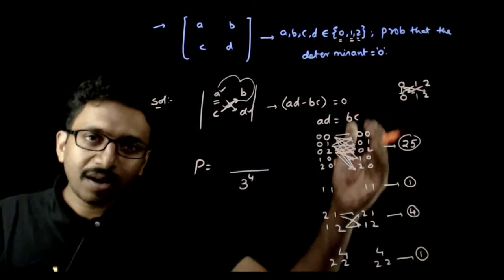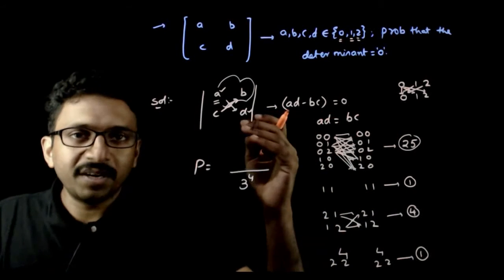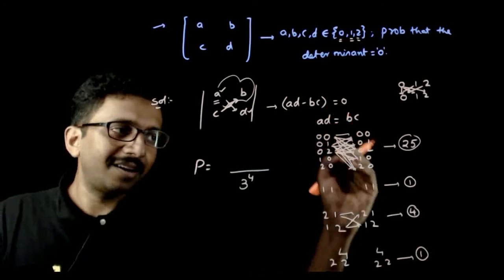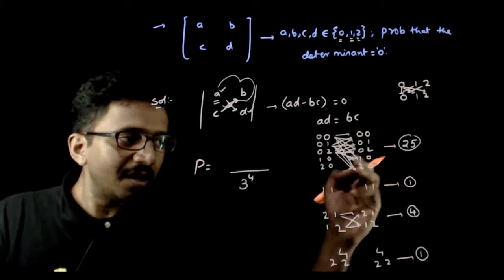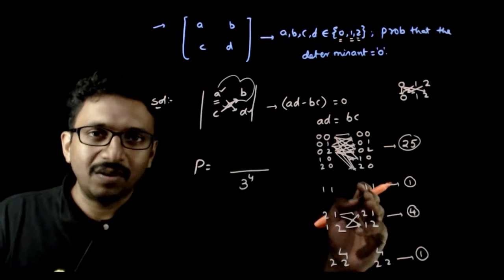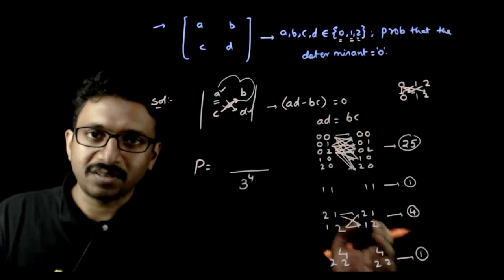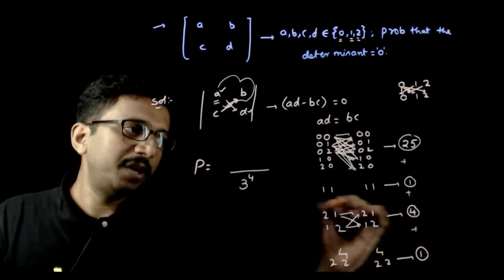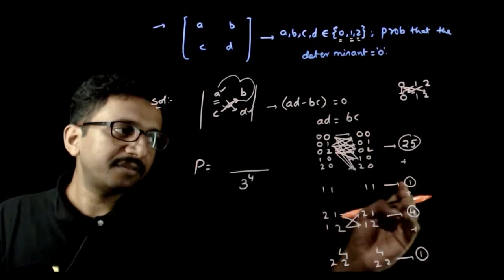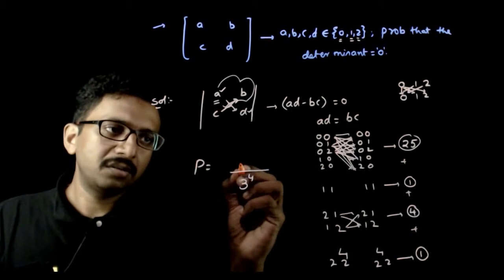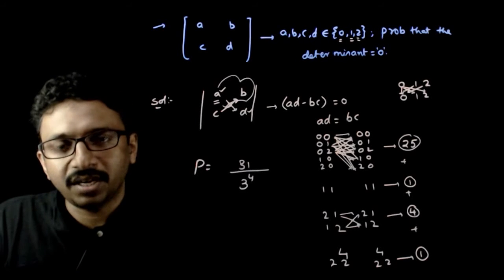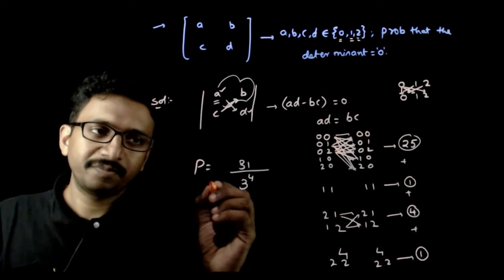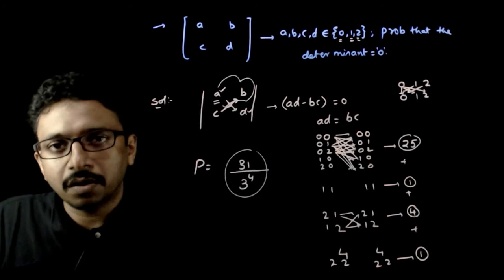So if you combine this, for the determinant to be equal to 0, AD is equal to BC is equal to 0, or AD is equal to BC is equal to 1, or AD is equal to BC is equal to 2, or AD is equal to BC is equal to 4. You just need to add these. So in total how many options are there? 25, 30, 31. So you have 31 determinants which are equal to 0. So the probability that the determinant is equal to 0 is 31 out of 81.